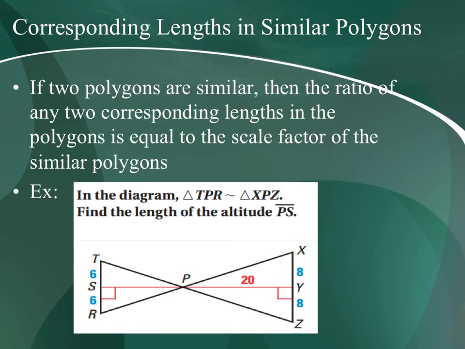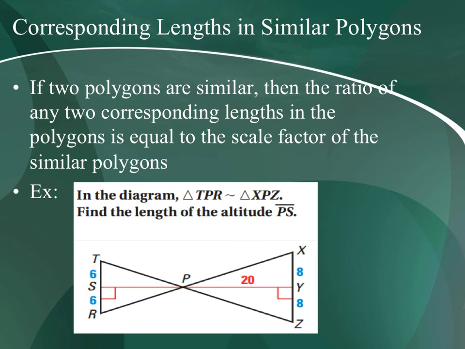All right. Last but not least, and this is the one that you're going to have to do very similar type things in the homework, so you might want to pay attention on this one. If two polygons are similar, then the ratio of any two corresponding lengths in the polygon is equal to the scale factor of the similar polygons. Meaning, if we compare one side of one shape to one side of another, we could get the scale factor.